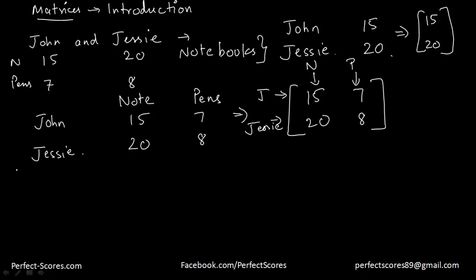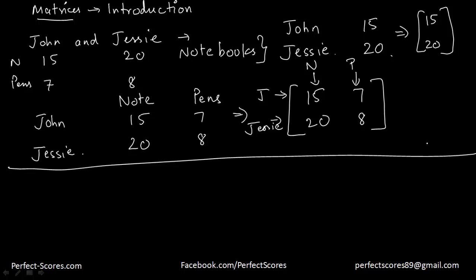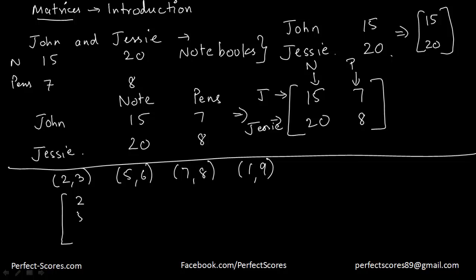Let's suppose I want to represent this piece of information: there are a total of 4 points, which are 2, 3 and 5, 6 and 7, 8 and 1, 9. I want to represent these in terms of a matrix, and I can do that in a lot of ways. One matrix is 2, 5, 7 and 1 with 3, 6, 8 and 9. I can also represent this as 2, 5, 7 and 1 and 3, 6, 8 and 9.